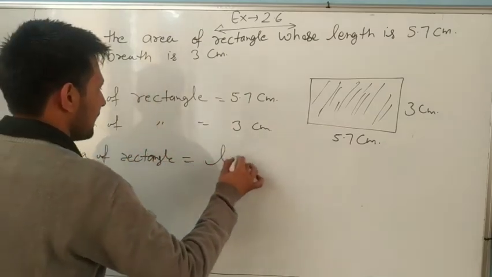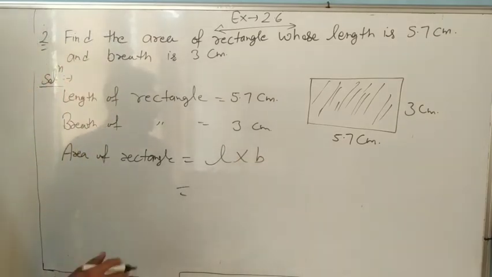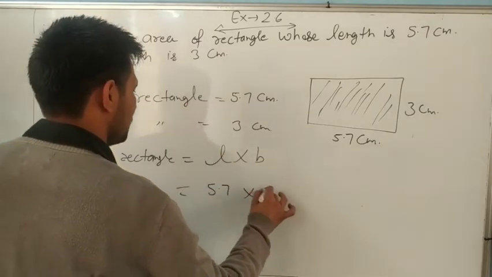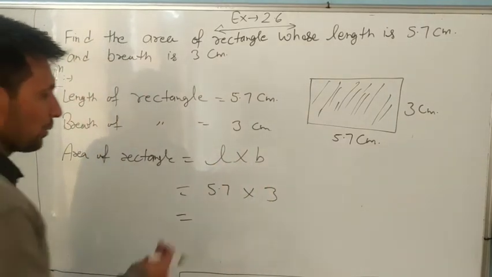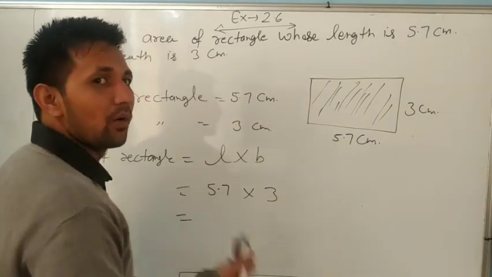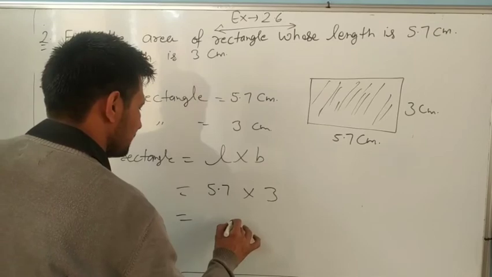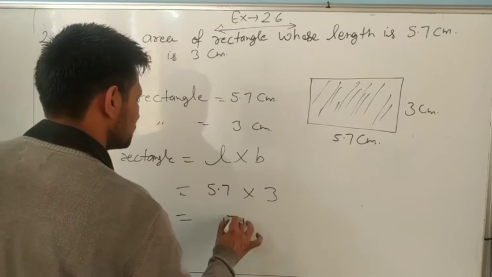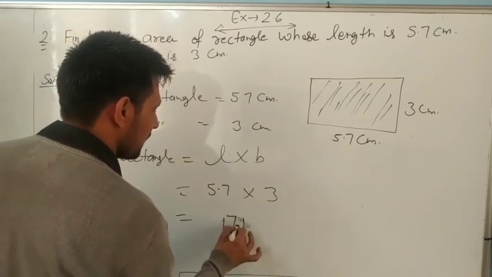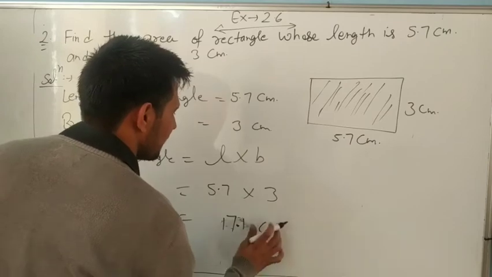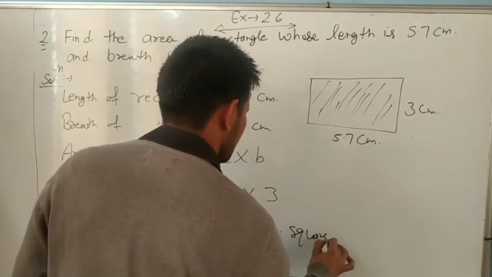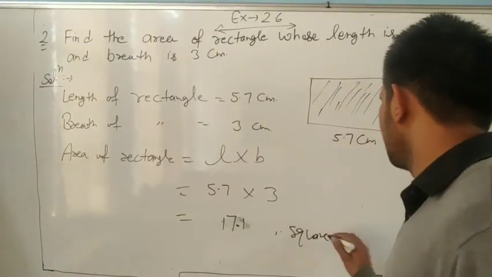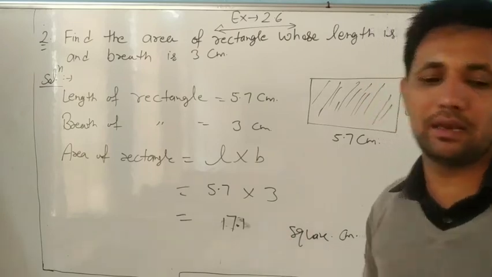So we will write the area of the rectangle. What is it? Length into breadth. It is a formula we have already learned in 6th class. 5.7 into 3. Now how many digits after the decimal? 1. So 3 into 7, 21. 2 is carry. 5 into 3, 15 plus 2, 17. So how many digits? Only 1. And it is centimeter square. Always area is in square: meter square, centimeter square, kilometer square. Okay, it is your answer.